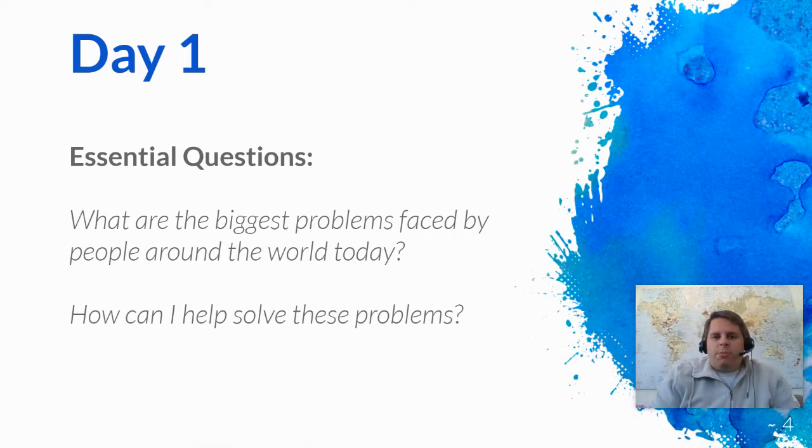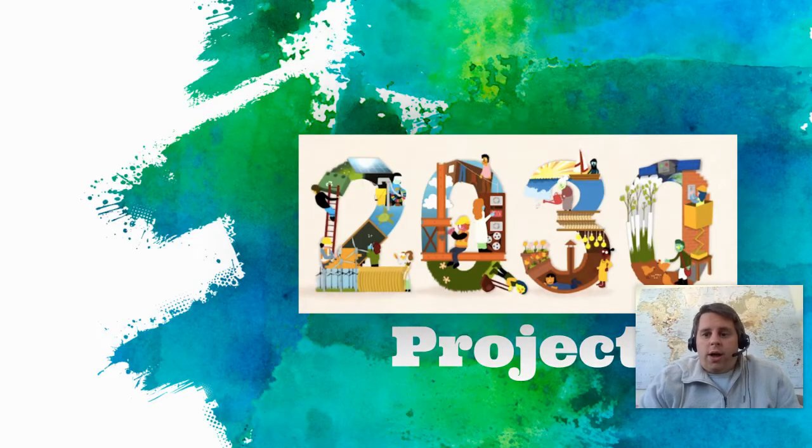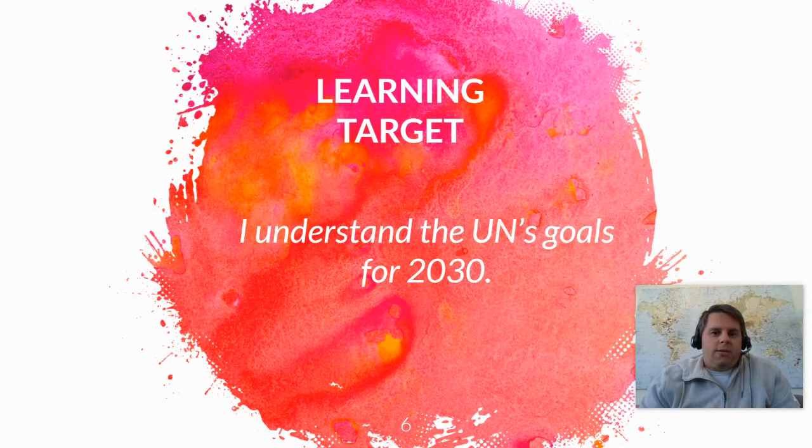What are the biggest problems faced by people around the world today? And how can I help solve these problems? That's really what we're going to be thinking about as we get through the next month or so of distance learning. We call this the 2030 Project, and that's because it's based on the United Nations goals for the year 2030. So it's about 10 years away. So your learning target for today is that you can understand the United Nations goals for 2030.